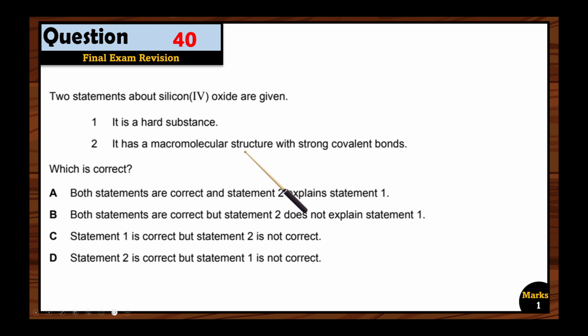So let's see. It has a macromolecular structure with strong covalent bonds. Yes, it has a macromolecular structure and it has strong covalent bonds. That's why it's very hard. Okay. So statement 2 is actually explaining statement 1. So that's why option A is right.